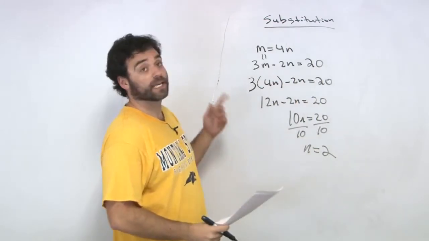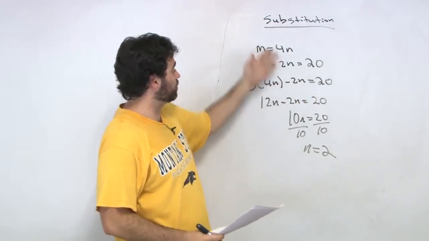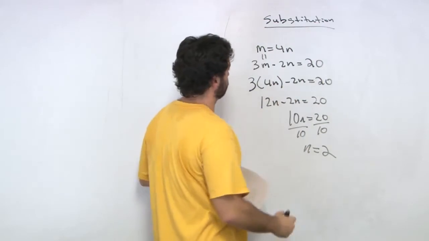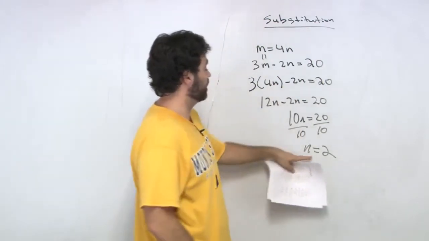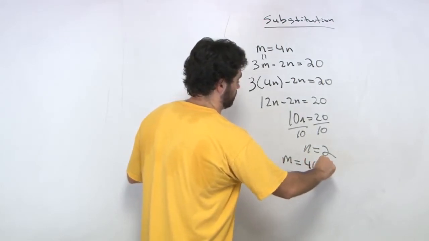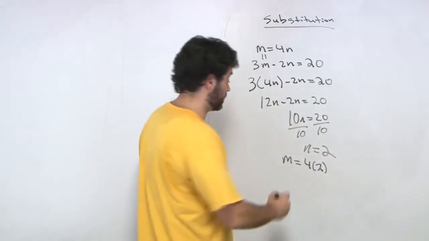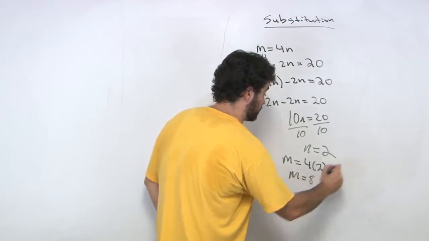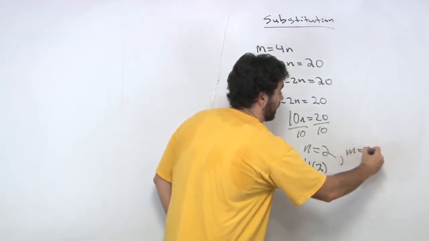Ta-da. Again, we want to get m. We have n, we want to get m. We're going to replace our n with 2. So m is equal to 4 times 2. 4 times 2 we know is 8. m equals 8. So n equals 2 and m equals 8.